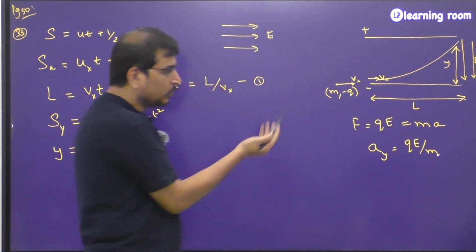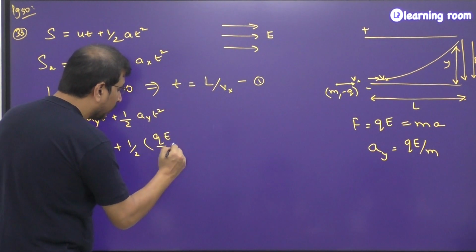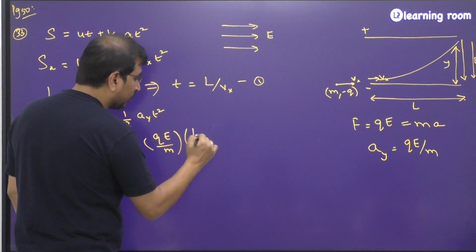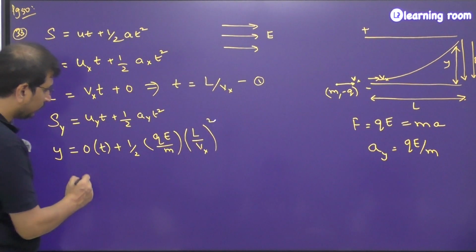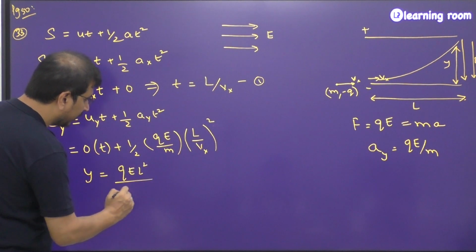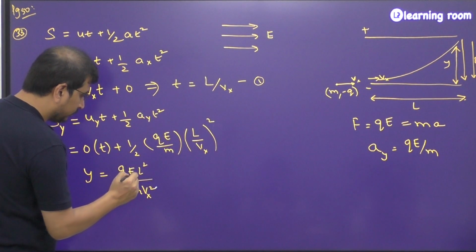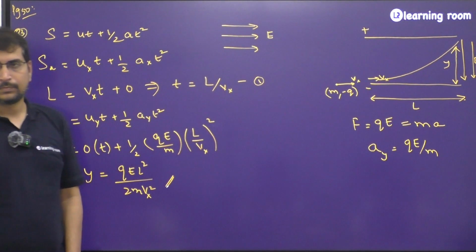Here, Q is Q only. So take it and substitute it here. So it is going to be Q into E divided by m into t square. In the place of t square, I can substitute L divided by Vx, the whole square. So what is the answer? Y is equal to QE L square divided by 2m Vx square. If I am not wrong, that is what they asked. Is that not the expression? That's it.